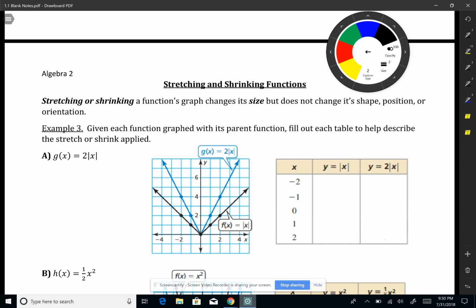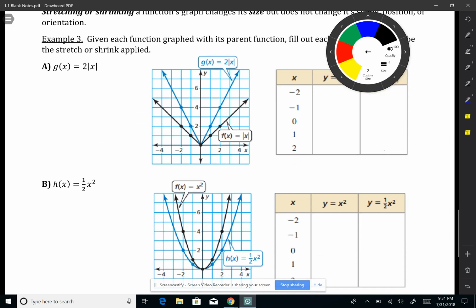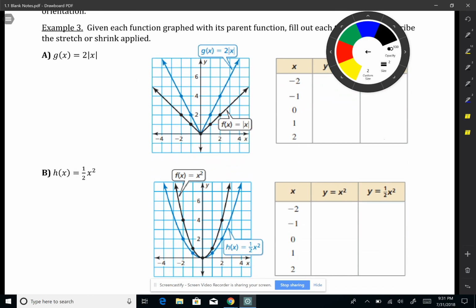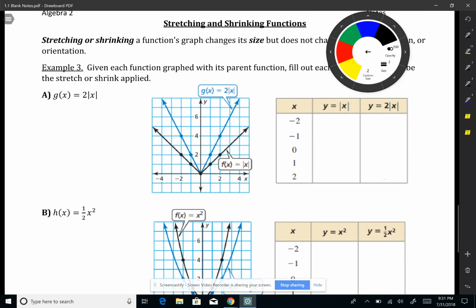So in example 3, I have two graphs and some tables. Given each function graphed with its parent function, fill out each table to help describe the stretch or shrink applied. Okay, so letter A is g of x equals 2 times the absolute value of x.